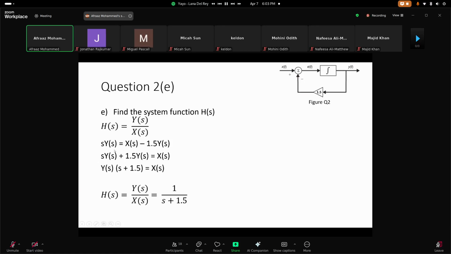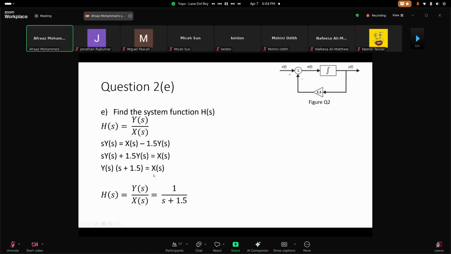sY(s) is equal to X(s) minus 1.5Y(s), right? You move the common terms to each side, so you're going to get sY(s) plus 1.5Y(s), and that's going to be equal to X(s). Then you factorize out the Y(s), and that gives you Y(s) times (s plus 1.5), and that's equal to X(s).